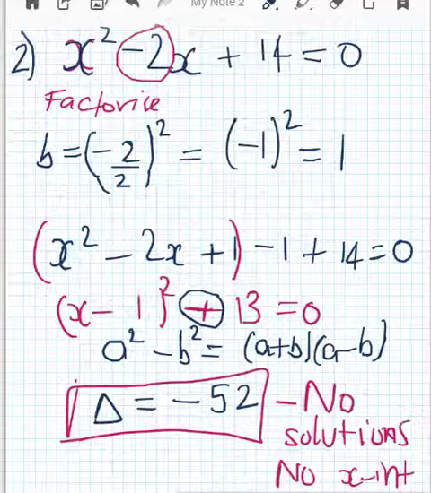And you can see how the discriminant has shown us this, because if the discriminant is equal to a negative value, it's impossible to factorize. And now let's try factorizing this using the quadratic formula, and we'll see what happens.